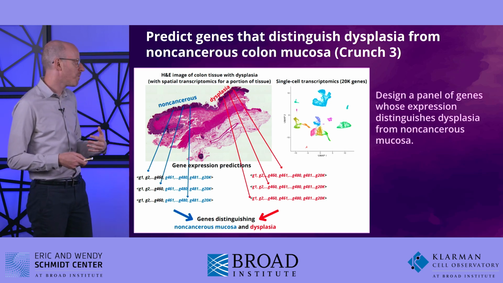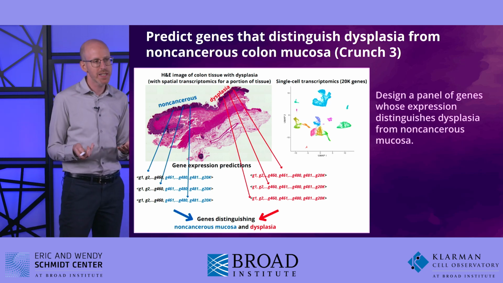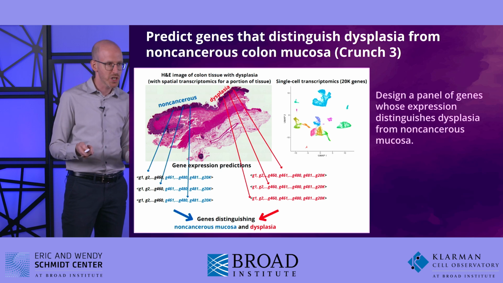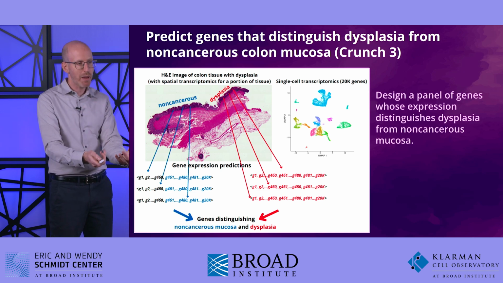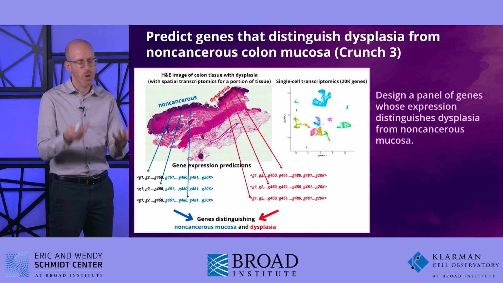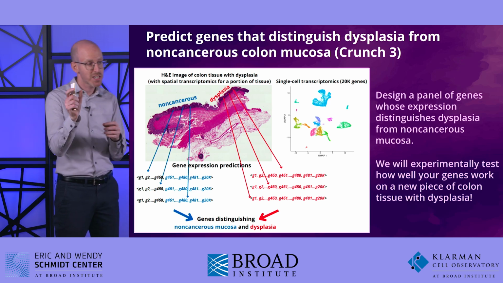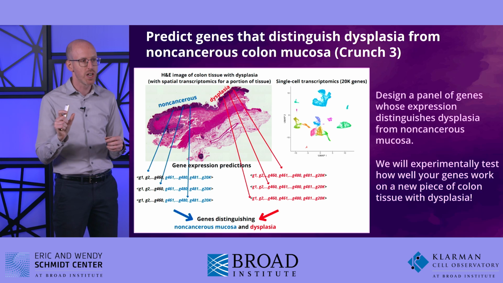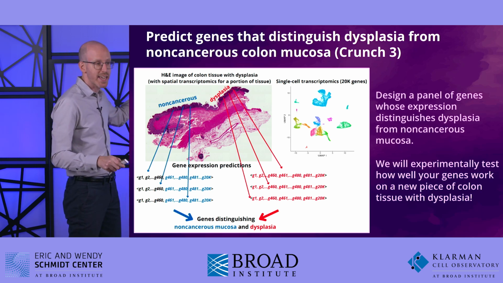And one really exciting part of this too is that we're actually going to experimentally test your predictions. When you predict a gene that marks dysplasia, we're actually going to use that to design a new panel of 460 or 480 genes, and we're going to use that panel to measure a new piece of colon tissue that has dysplasia, and we're going to see if the genes that you predicted as marking dysplasia are really being expressed in the dysplasia region compared to the non-cancerous region.